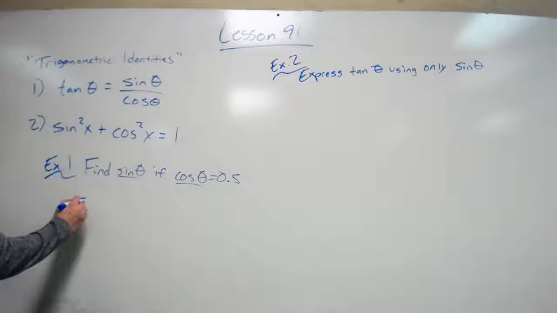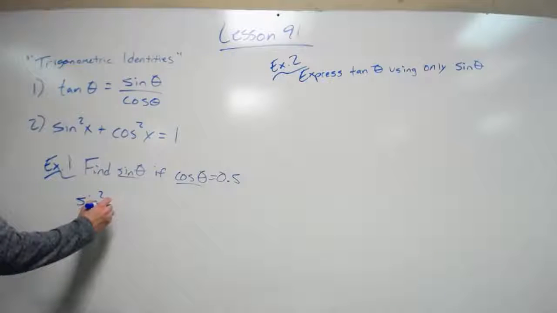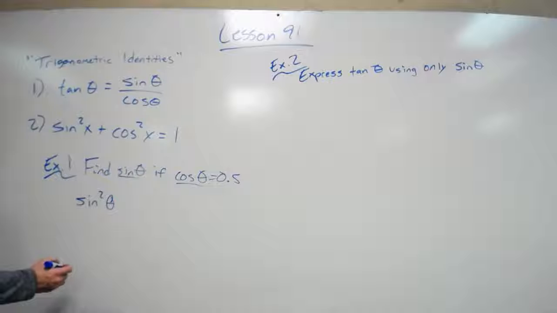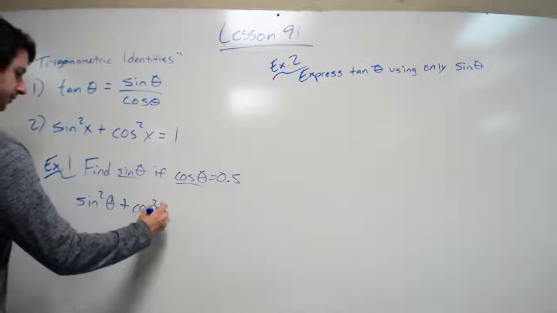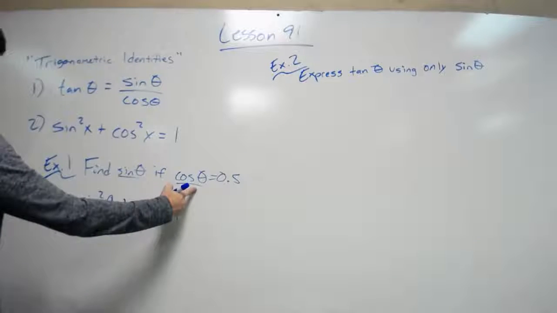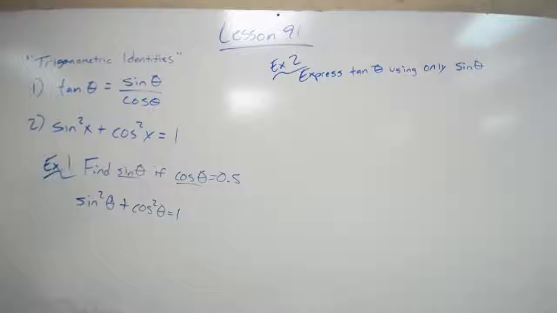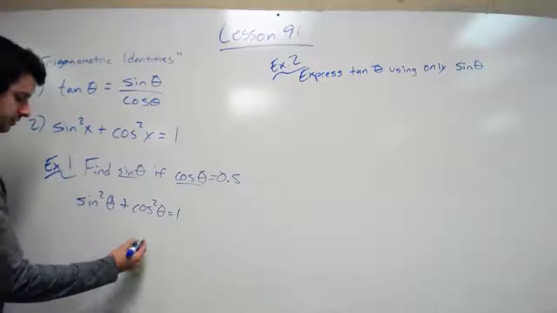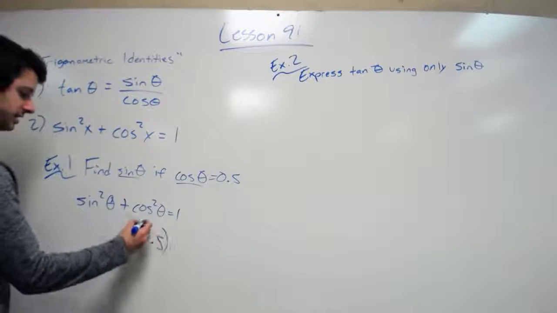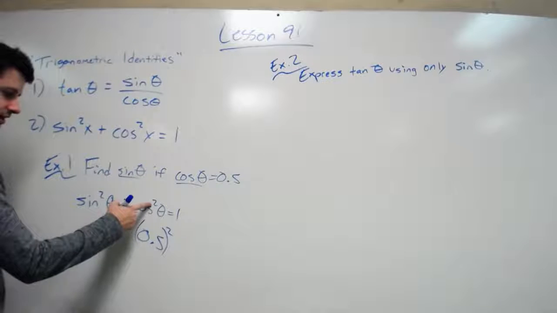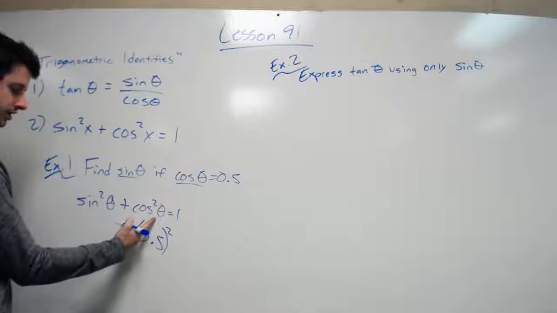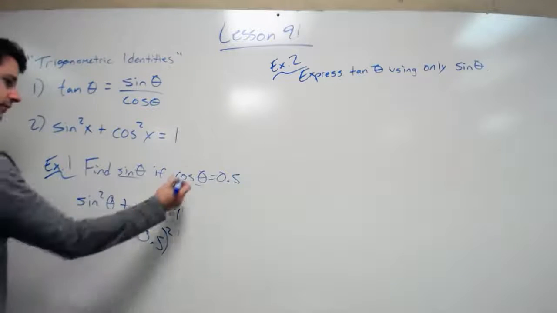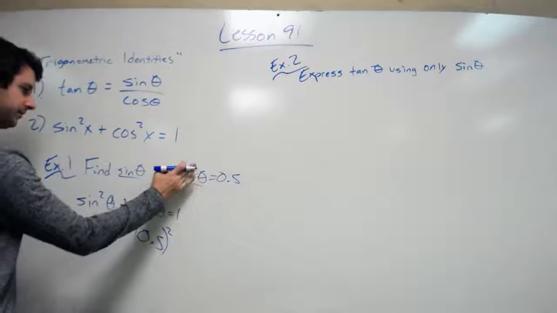sine squared of theta plus cosine squared theta equals 1. Well, I know what cosine of theta is. I know that that is 0.5. So I can plug in 0.5, and it does stay squared. That does stay there because I don't know what cosine squared theta is. I only know what cosine theta is. If it was like that, I could plug in the whole thing, but it's not.